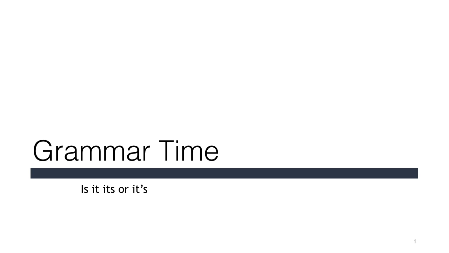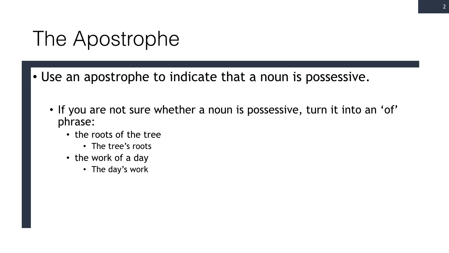All right, everyone, it's everyone's favorite time. It's grammar time. And our topic this week is it, it's, or its? So is it possessive or is it a contraction? So let's take a little dive into when it's appropriate to use the apostrophe.